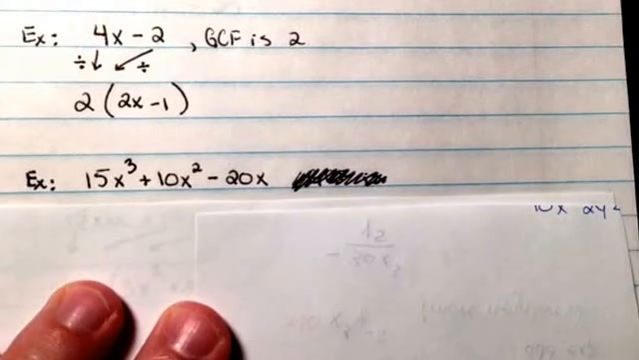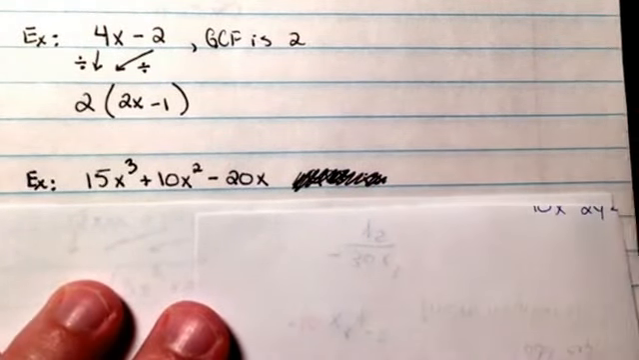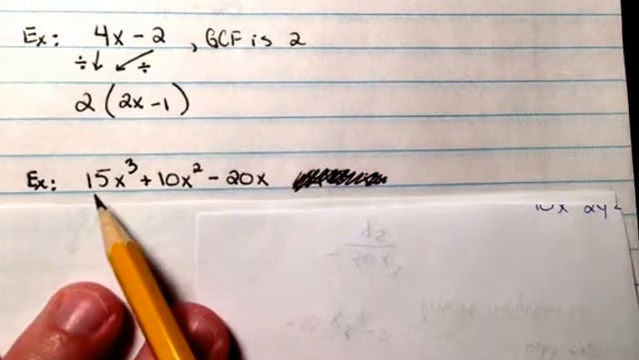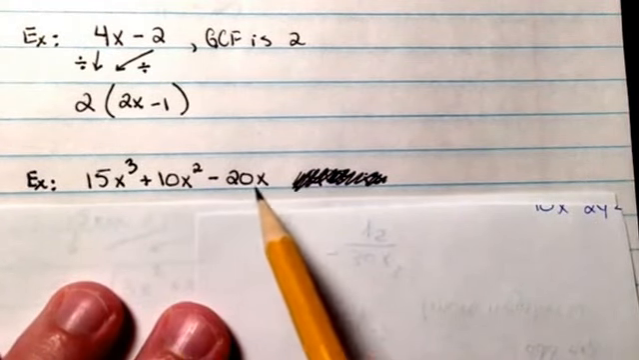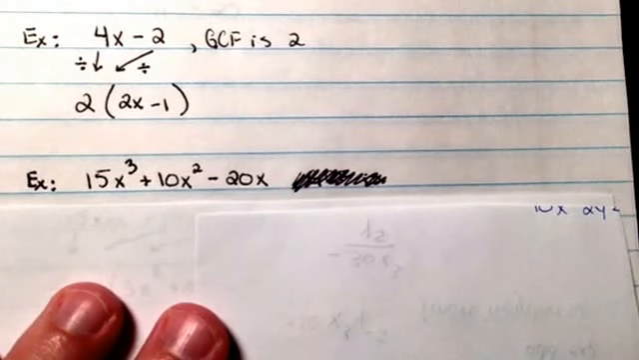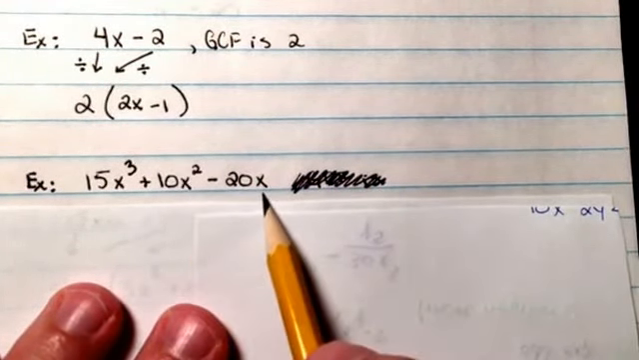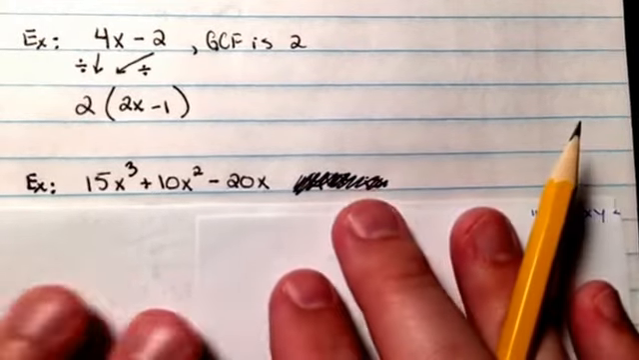15x to the third plus 10x squared minus 20x. Now here we've got to figure out, all right, first, what is my GCF between 15, 10, and 20? Well, that will be 5. But then I also need to look at, well, hey, this has an x, and this has an x, and this has an x. They've got some x's in common.